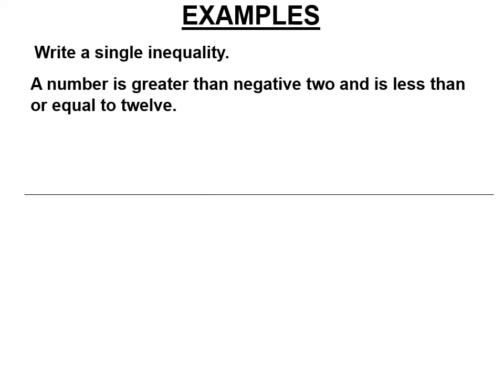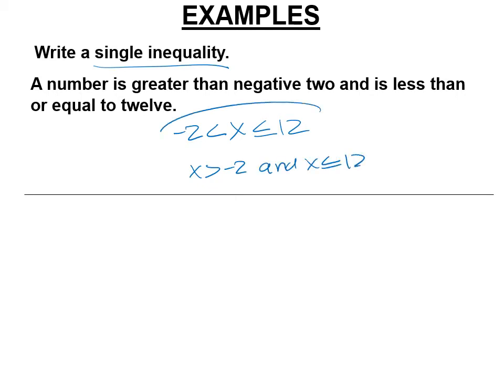Right, a number is great, so it says write a single inequality. A number is greater than negative 2, all right, greater than, but not equal to, negative 2, and is less than or equal to 12, right? Now, you could write it like this with the word and, except I didn't ask for that. I asked for a single inequality, so that means I want that one up there.